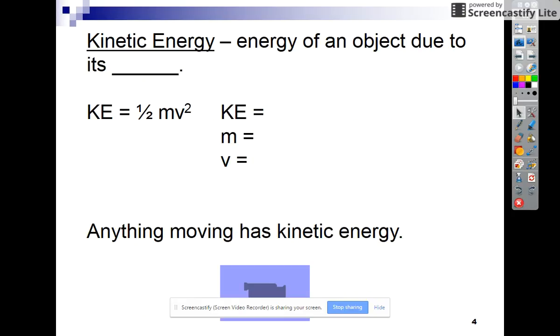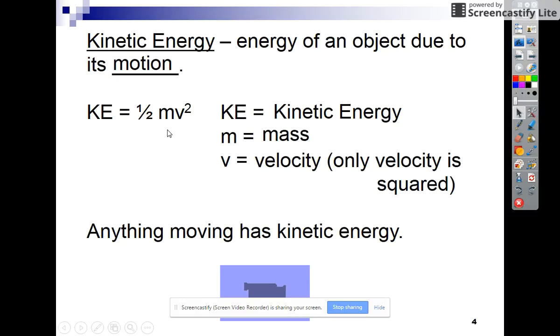Kinetic energy. Kinetic energy is the energy of an object due to its motion. Here is our equation for kinetic energy. Kinetic energy is 1/2 times the mass times velocity squared. Note that I have here that only the velocity is squared. Sometimes you guys try to square the final answer, and it's just the velocity. Anything that is moving will have some type of kinetic energy. So if there's no motion, then there's no kinetic energy.